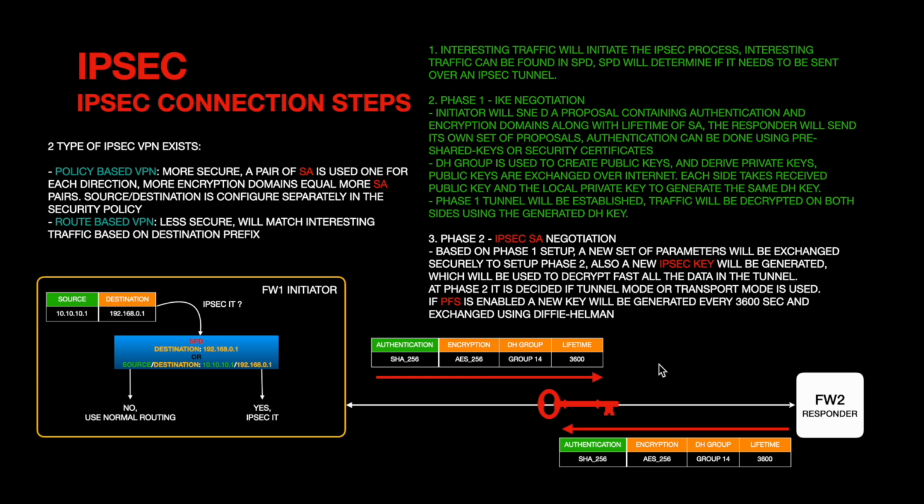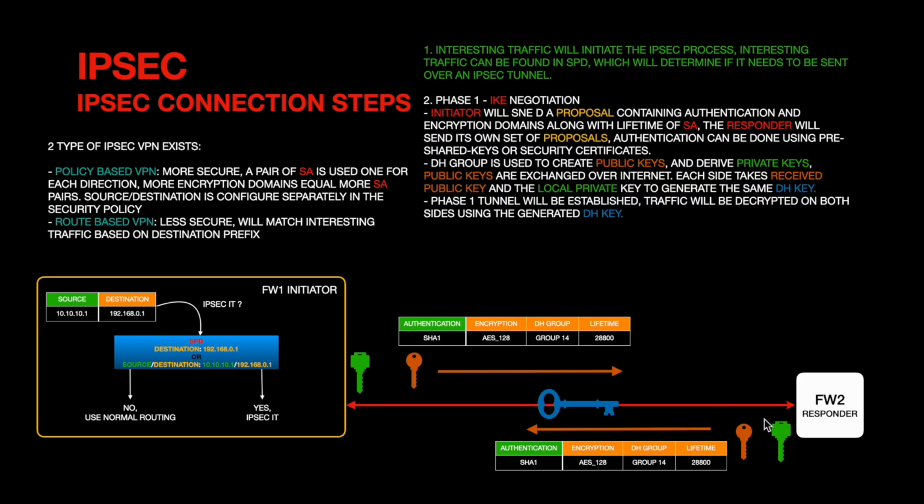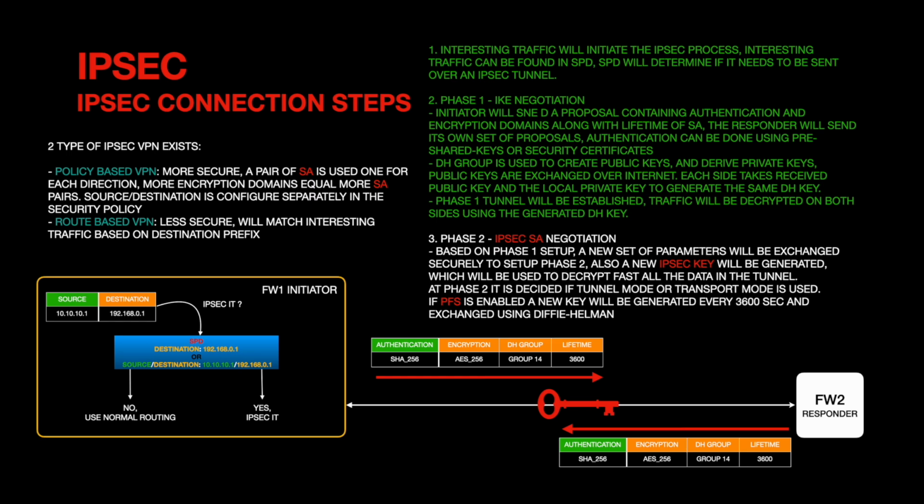If we have PFS enabled, as I said, a new key will be generated every hour, in this case 3600 seconds, and the key will be exchanged using the Diffie-Hellman process. It is what I have explained here. So, for example, if a malicious person somehow magically gains access to our IPsec key, it most probably will not work, because a new key will be generated with each flow, or every 3600 seconds, or depending on the lifetime configured here.